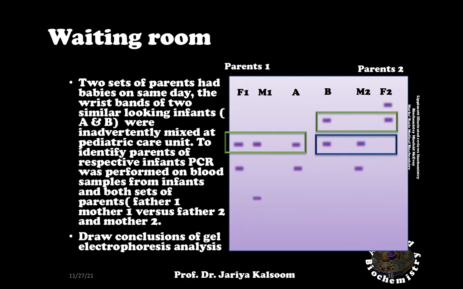A is the son of parents 1 because the PCR products on the blot match M1 and F1. B is the son of parents 2 because the PCR products on the blot match M2 and F2.